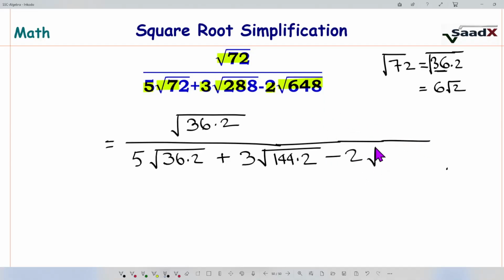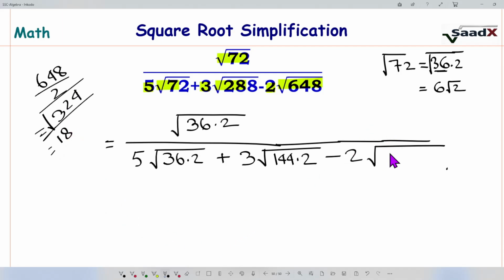648. Here we have to find out how we can get a perfect square. For example, 648, if we divide by 2, we will get 324. This 324 is a perfect square, which once we take the square root, we will get 18. Therefore, 324 times 2. So all the portions have 2, right?